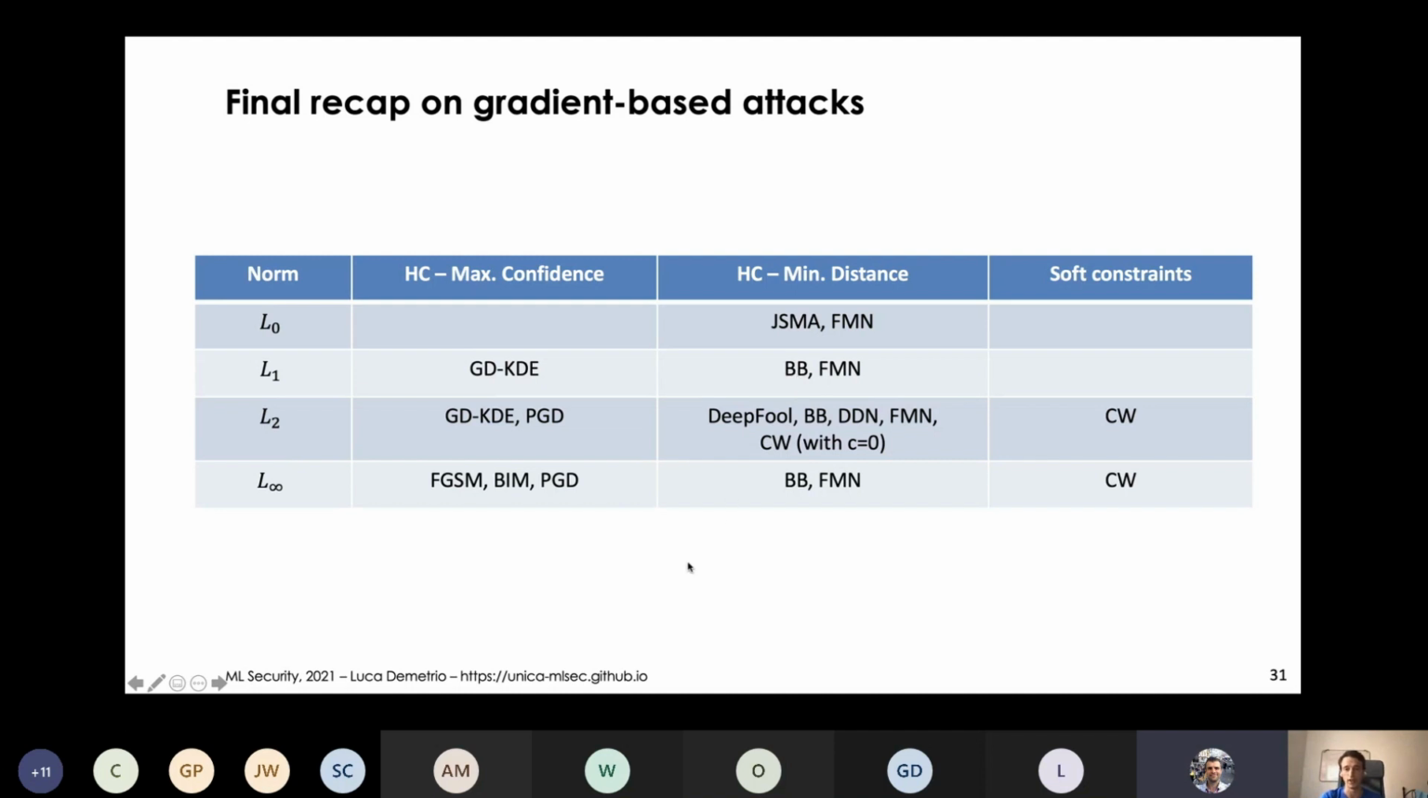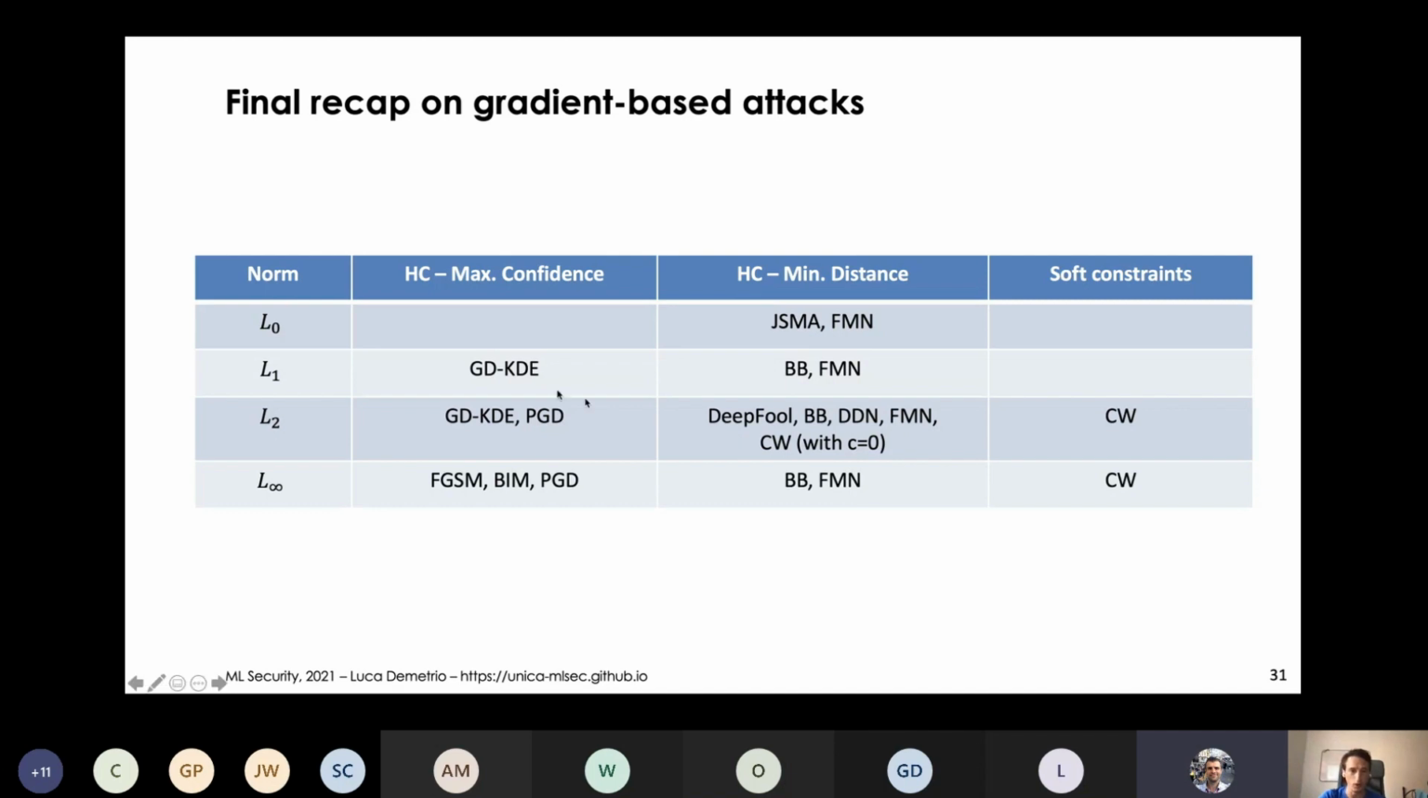And then the takeaway point from this table is: what do you need? Do you need a soft constraint attack? Then you go for the Carlini-Wagner attack, and it's going to take care of both constraints. But then you have the C parameter. Or do I want the most minimal perturbation ever? Then I try to go with the L0, which is JSMA, but then things might not work because L0 is very restrictive as an attack, since it's just counting how many pixels you want to perturb. Then you might say, okay, no, let's move to something more tractable. So you might choose FMN or the DDN attack, or even Carlini-Wagner using C equals 0.